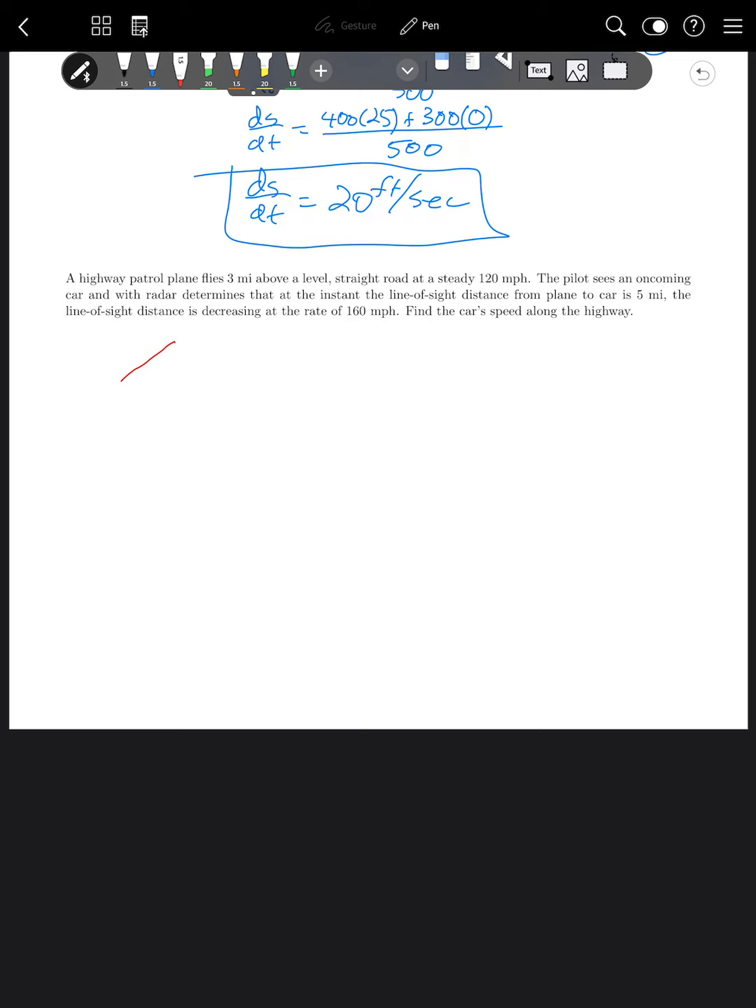Okay, so what you've got here is like this. We've got the plane up here and the car on the ground. We've got a line of sight distance, so let's call that L, capital L. We've got the height of the plane, H, and then we've got the distance between them, which, well, let's just call that B for distance between, I guess.